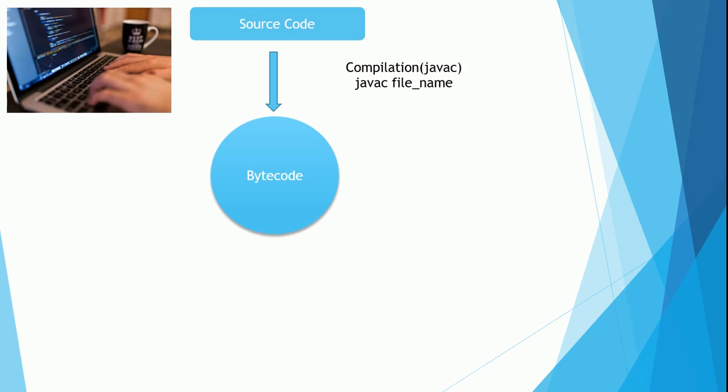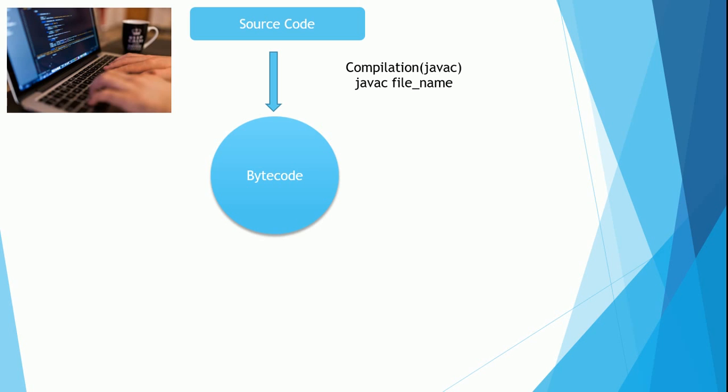We have to compile the source code to get the bytecode, because the machine understands only binary code and bytecode. To compile it, we have the compiler, javac, the Java compiler. With this compiler we can create the bytecode from the source code. After that compilation, the machine is ready to read the code that we have written inside the editor.